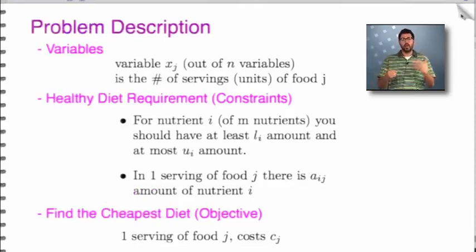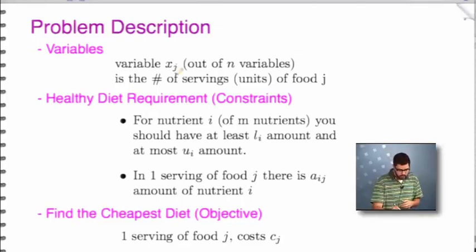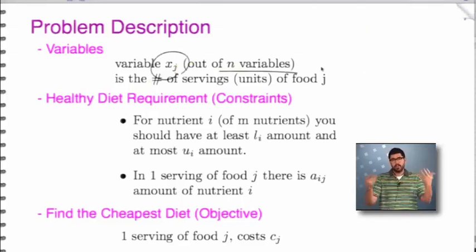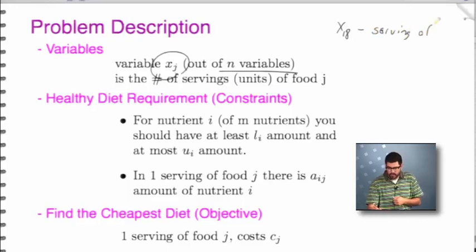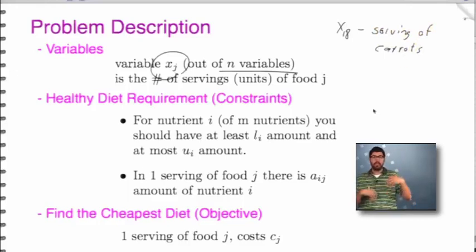So what are the variables? Well, as I had mentioned, the variables are, well, you have a list of food, and really your variables are how many servings of that food. Okay, so for example, you have a finite list, so there are only n variables or a list of n foods you can choose from. And so for example, X18 might be servings of carrots. All right, so that would be X18.